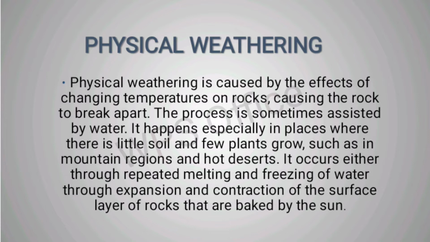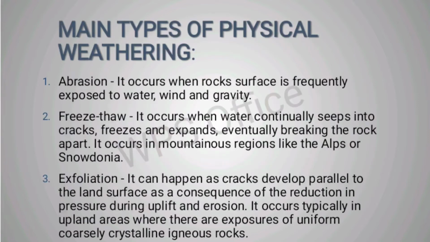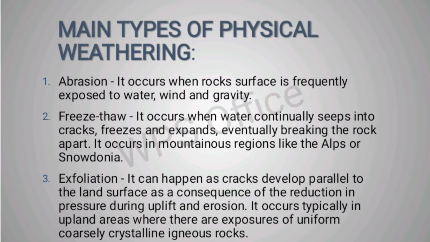So, physical weathering happens when rocks are fragmented into minor fragments while ensuring no alterations in their chemical makeup. The main causes behind physical weathering include spontaneous fluctuations in temperature, like too high or too low heat or cold. There are three main types of physical weathering. Number one is abrasion. It occurs when rock surface is frequently exposed to water, wind, and gravity.